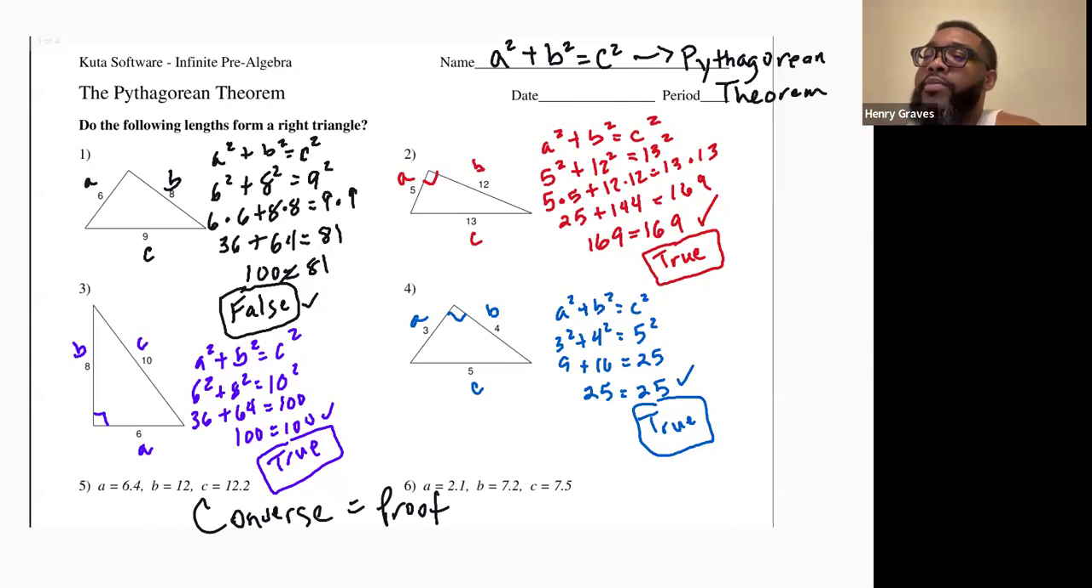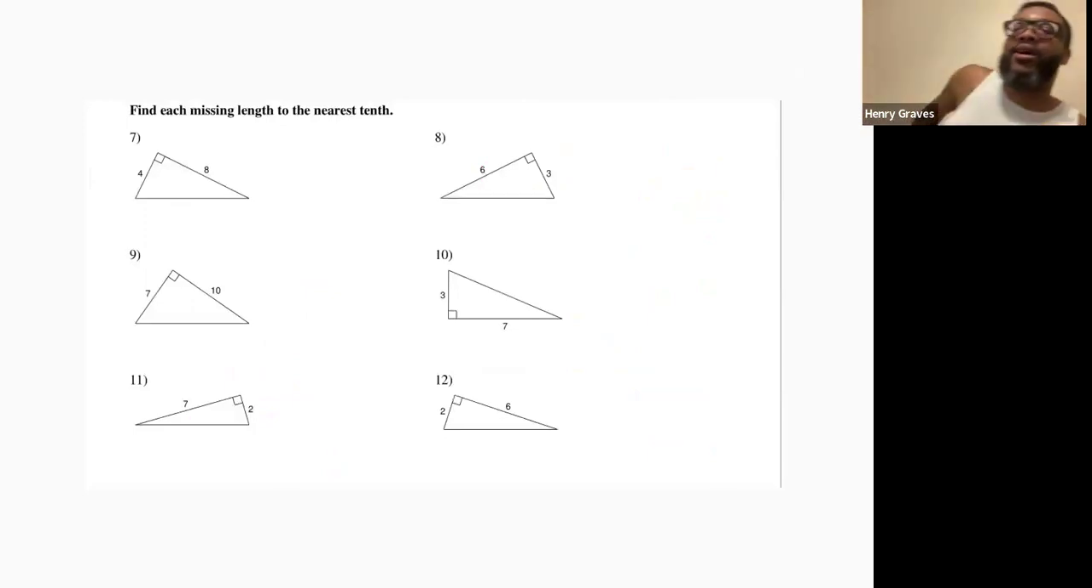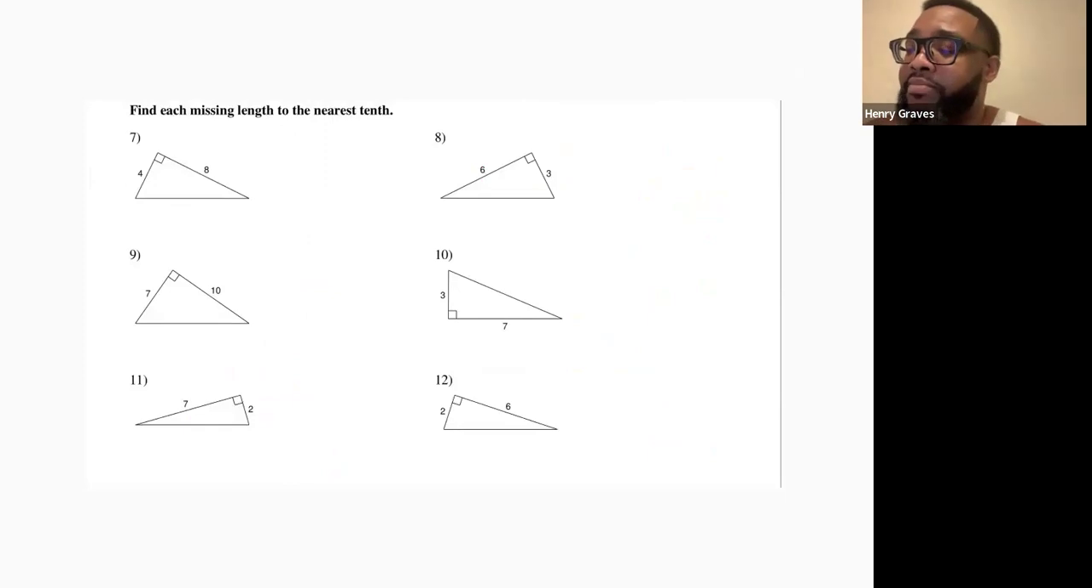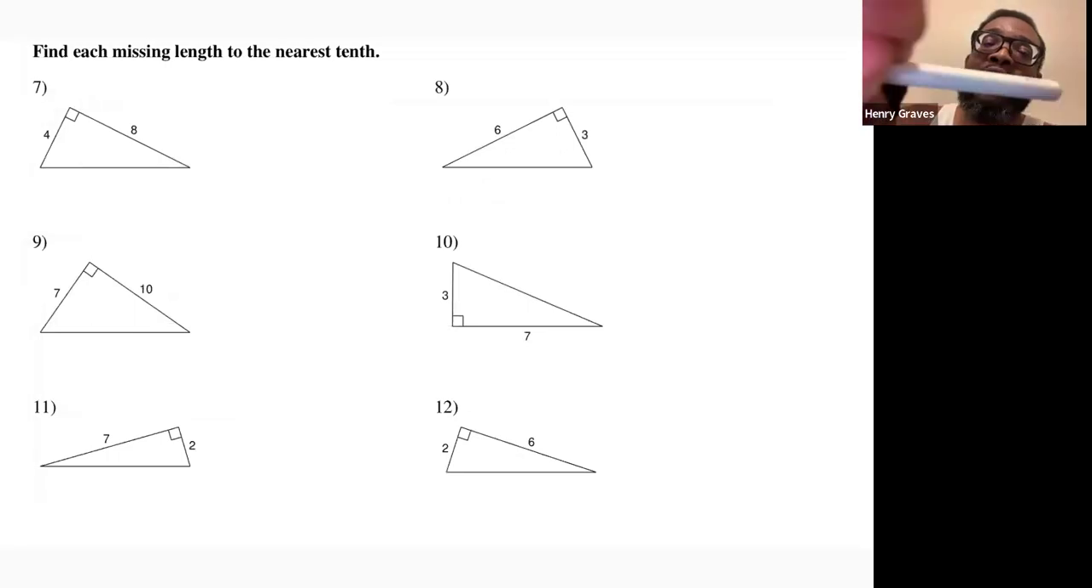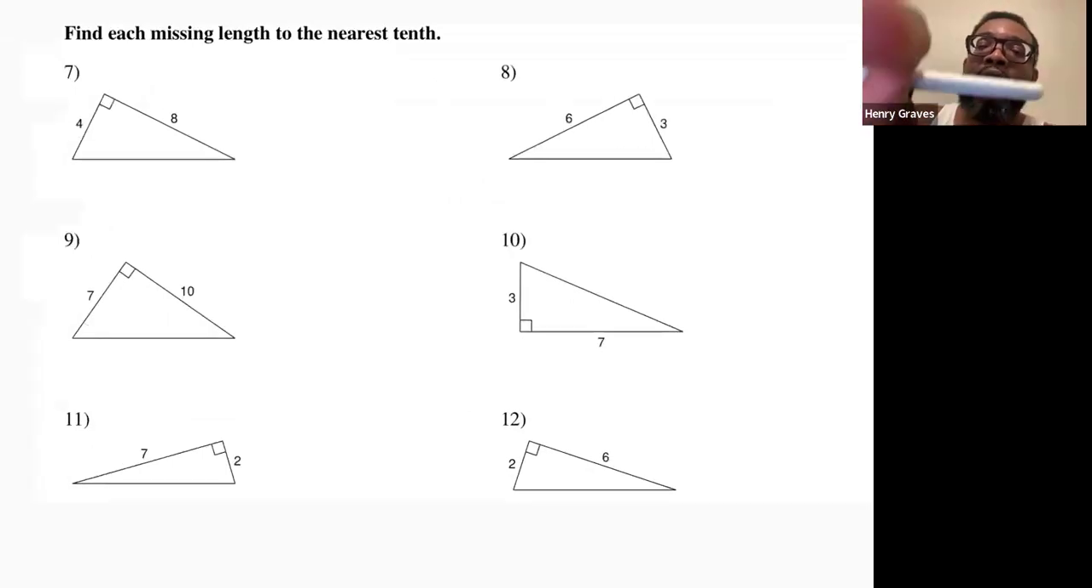Let me go to the next page of this worksheet. And here we have to find the missing side. So on here, first on number 7, I wonder if I can make this bigger. Yeah, I can. Sweet. And I can just slide this over here to give myself more space. Perfect. So number 7, I'm going to do it in a different color. Yeah, I'm doing it in black.